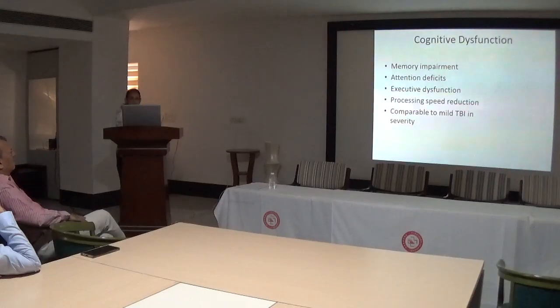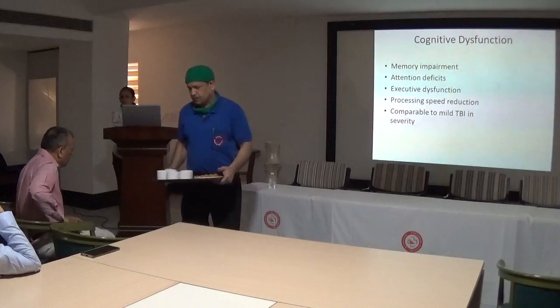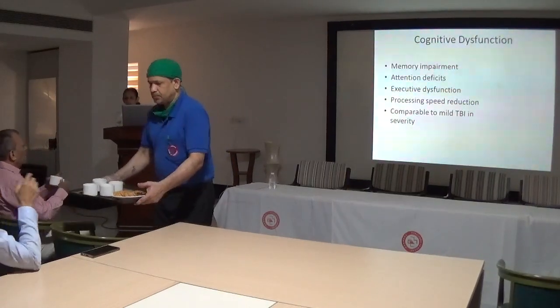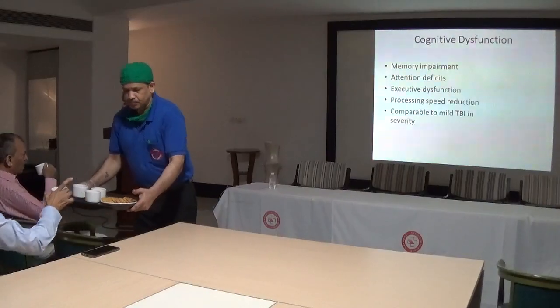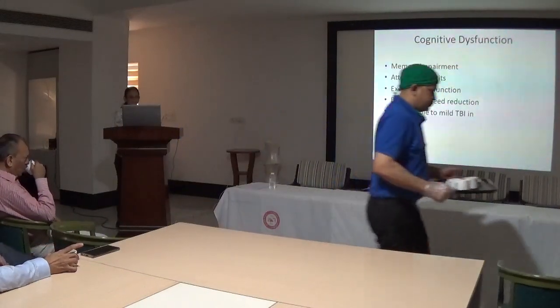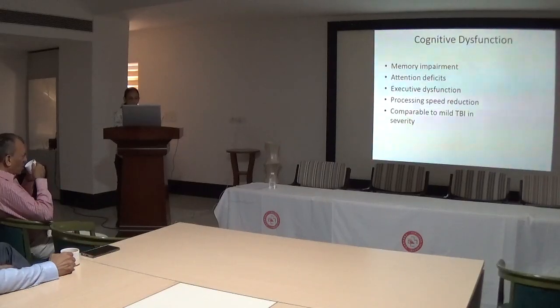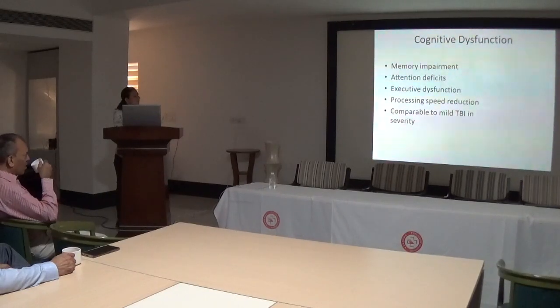So coming to cognitive dysfunction, these patients develop memory impairment. In the long term, a few patients develop dementia as well. If it is not taken into account, with executive dysfunction, they will not be able to do the job that they were doing previously. The amount of damage is almost similar to traumatic brain injury. So this is the effect of the morbidity that we are discussing.